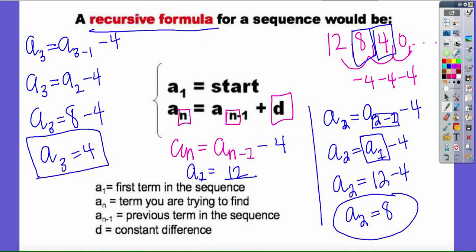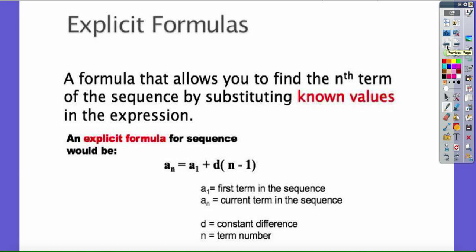Now, a much simpler formula is the explicit formula. This allows me to figure out the number in the sequence way down the line. I don't have to come back and build upon the first one. Now, I do need to know what the first one is, but for example, if I was trying to find the 8th term, I don't have to know the 1st, 2nd, 3rd, 4th, 5th, 6th, and 7th. I just at least need to know where I started and then the common difference.